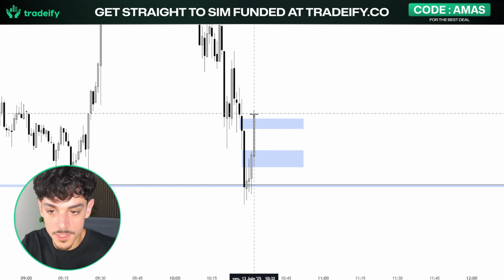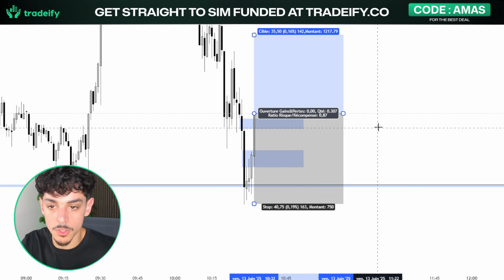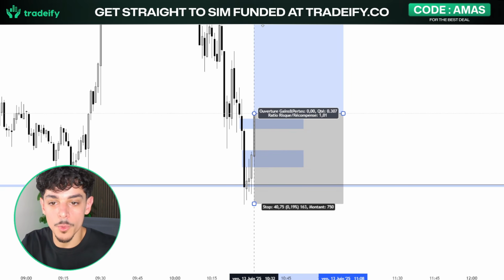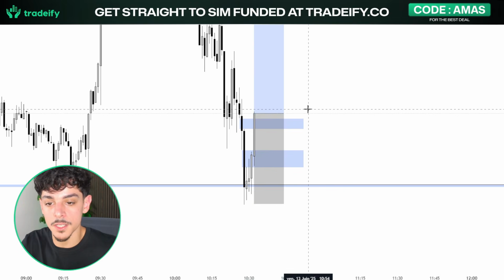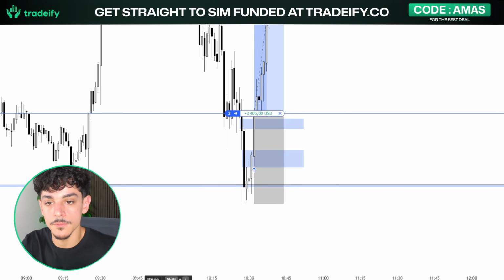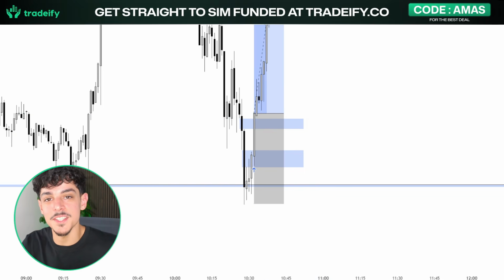Right here on this candle, this is where I get the confirmation. I would put my stop loss right below this low, and I would go for a 1-to-1 risk to reward play back to the upside. Let's see what it does here. As you guys can see, in a few minutes, you hit your target again.